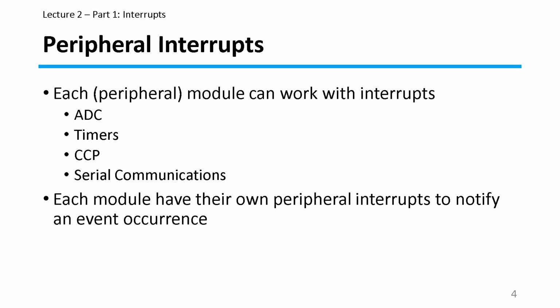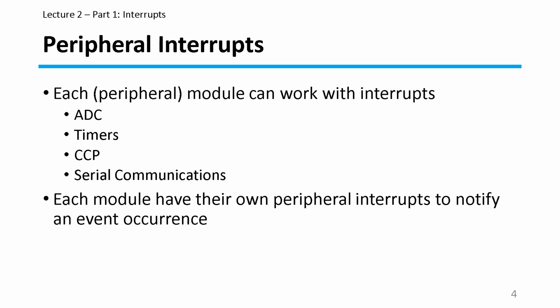So peripheral interrupts are interrupts which peripheral modules can work with. Each peripheral module within your microcontroller unit will have the capability to interrupt your main program. Looking at the AVR architecture, you have your ADC module, your timer module, your capture compare PWM module, and your serial communication modules, just to name a few.